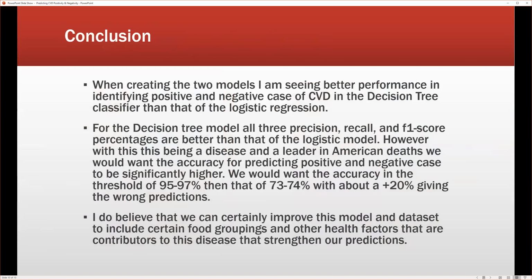So from that, I would have to gather a little bit more insight or gather more health metrics for each different case, just so that we can strengthen the model for causations of actual CVD.